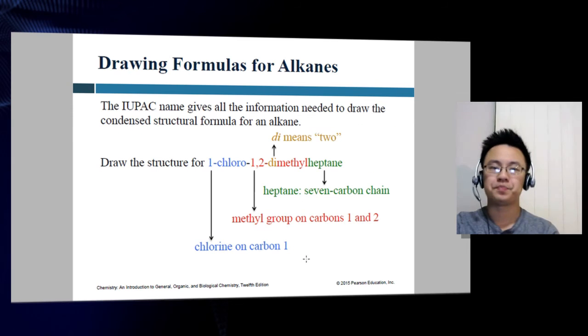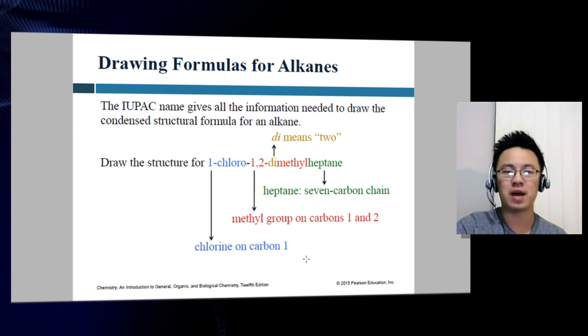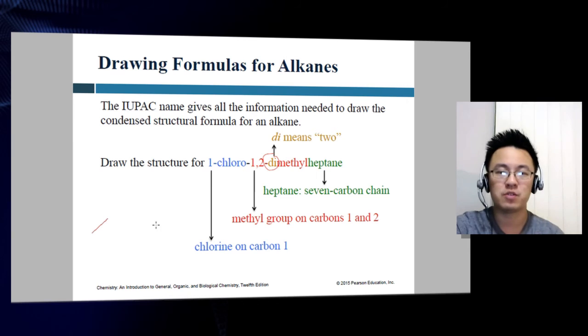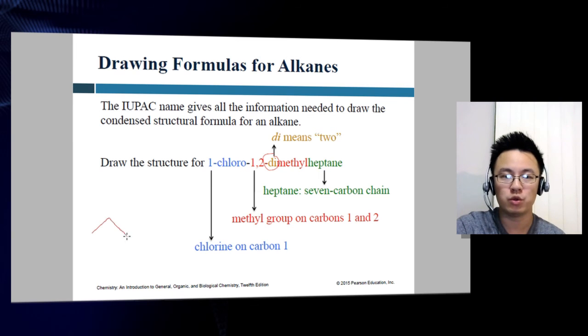All right. Now, when drawing the formula for alkanes, the IUPAC name gives all the information you need in order to draw a condensed structural formula for the alkane. For example, 1-chloro-1,2-dimethyl heptane. So check this out. Di means 2 because we want to make sure we indicate that there are 2 of them. Heptane, there's 7 carbons. Watch this. 2, 3, 4, 5, 6, 7. Count the vertices. There are 7.